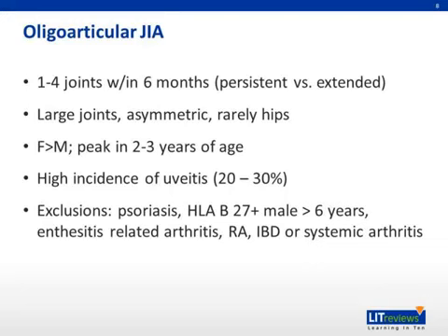ANA positivity in a child diagnosed with oligoarticular or polyarticular arthritis under the age of 7 conveys the highest risk for uveitis. These children require slit lamp examinations every 3 to 4 months for at least the first 4 years after diagnosis. Treatment of arthritis when uveitis is present often requires systemic immunosuppression.